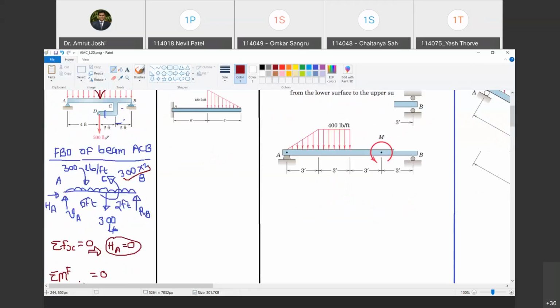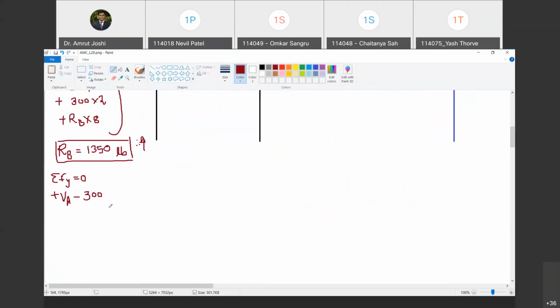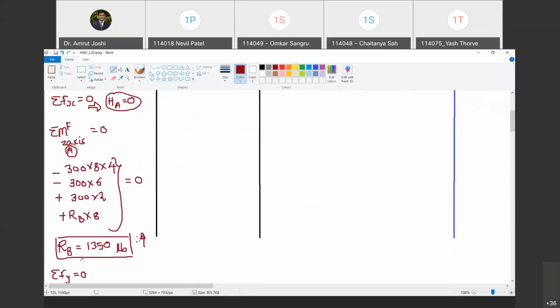So now VA minus 300. And then what is the effect of this UDL? Its effect is this much point load, and it is acting in the downward direction. So I am going to write it as minus 300 into 8. And one more force, that is RB, so plus RB.